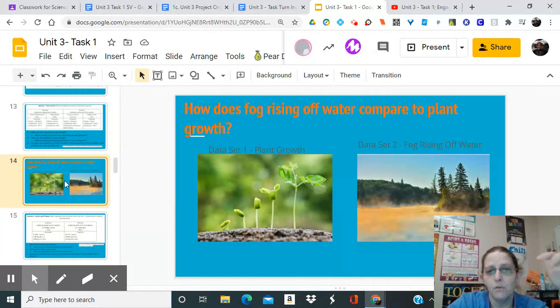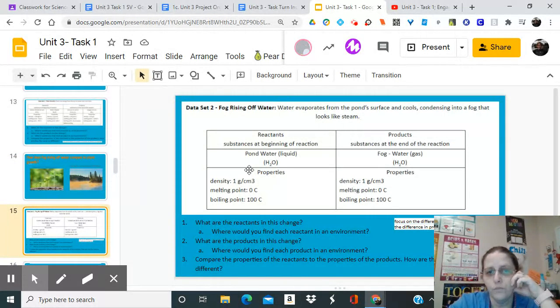Okay, so when you're done with that one, then you're going to do data set two, which is here. In data set two, you're going to look at water evaporating from the pond surface and cooling, condensing into the fog that looks like steam. So your reactants, again, are pond water, which is liquid, okay? And then your product is fog, which is water, which is a gas, all right?